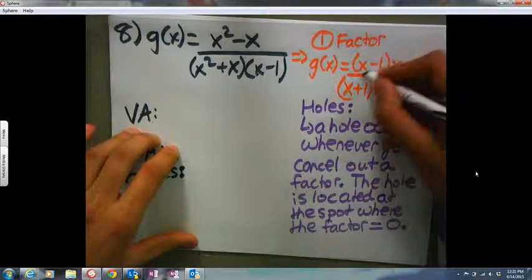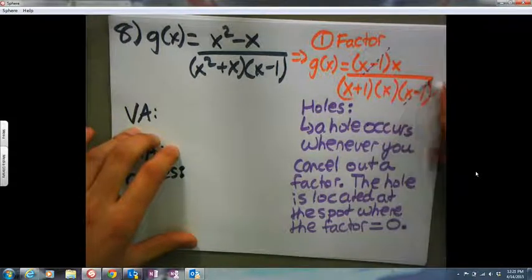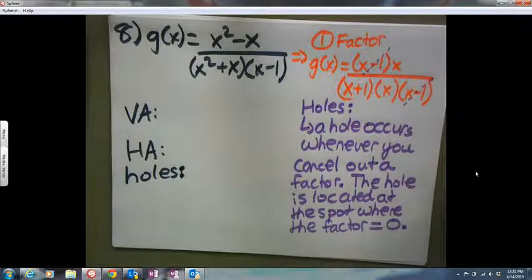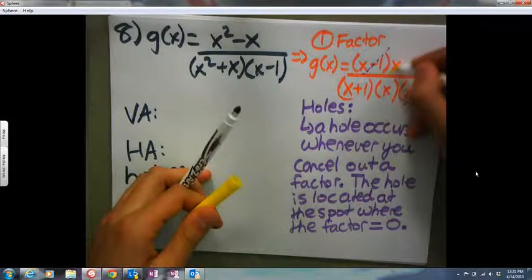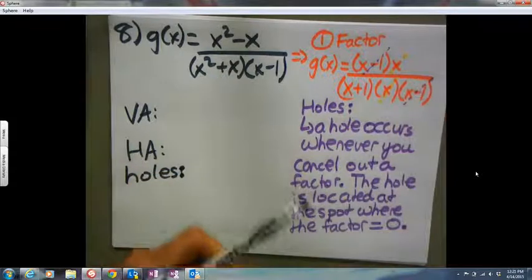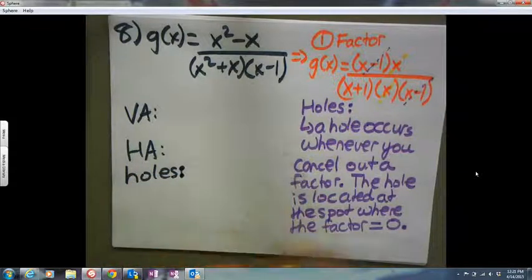This goes with this, and this goes with this. So we have 2 holes here. Why? Because we canceled out 2 factors. Let me be more specific. We canceled out 2 different factors.